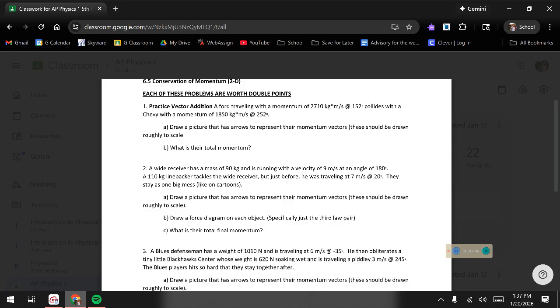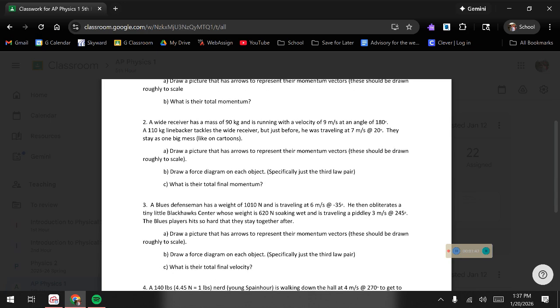Number two says a wide receiver with a mass of 90 kilograms running at 9 meters per second and an angle of 180 degrees. A linebacker tries to tackle that wide receiver, just before he was going 7 meters per second at 20 degrees. They stay together as one big mess. Draw the picture that has arrows to represent these momentum vectors roughly drawn to scale.